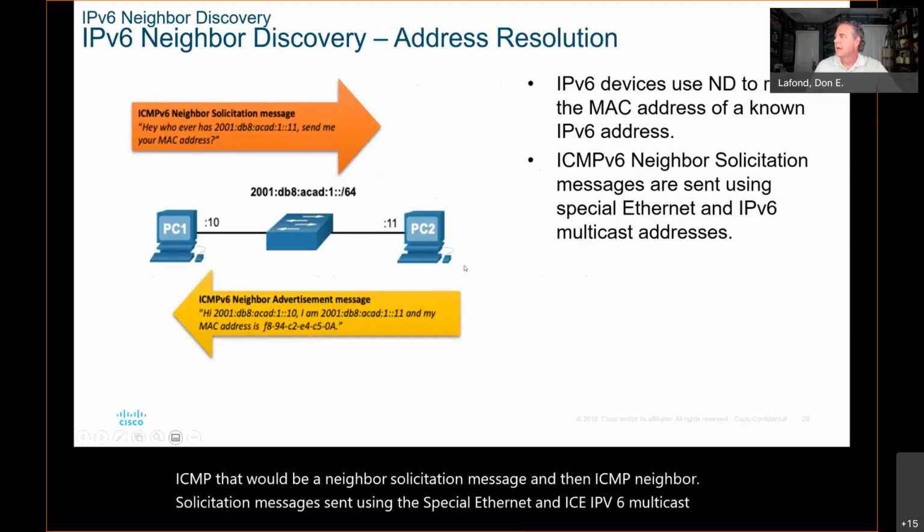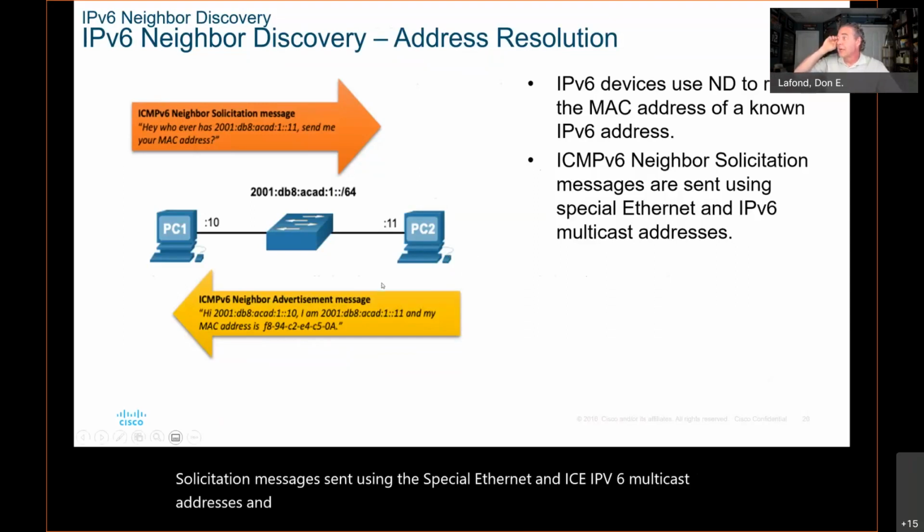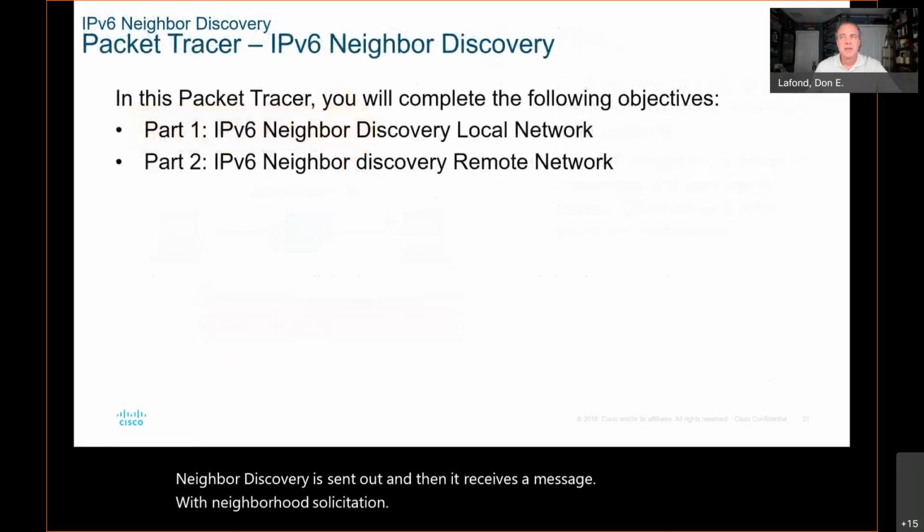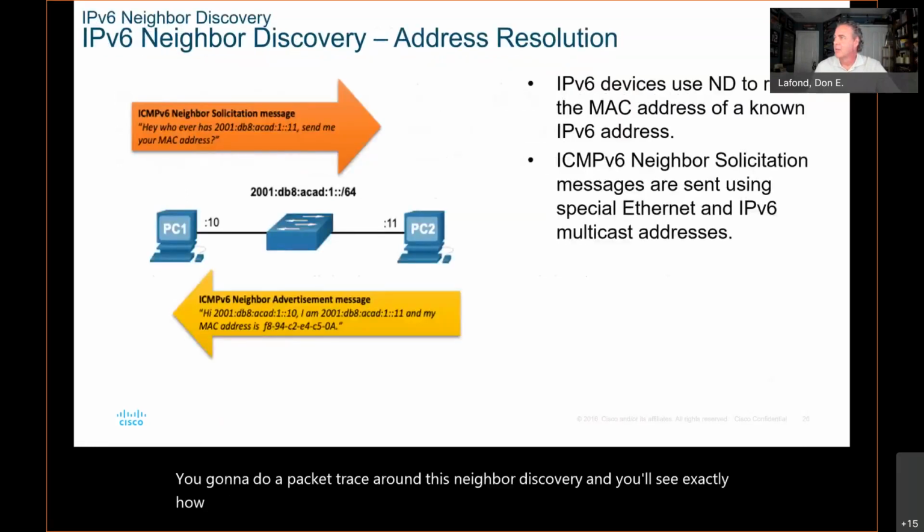Neighbor discovery is sent out, and then it receives a message in reply to the neighbor solicitation. You're going to do a packet tracer on this neighbor discovery, and you'll see exactly how this process works with communication between devices and discovering ICMP.